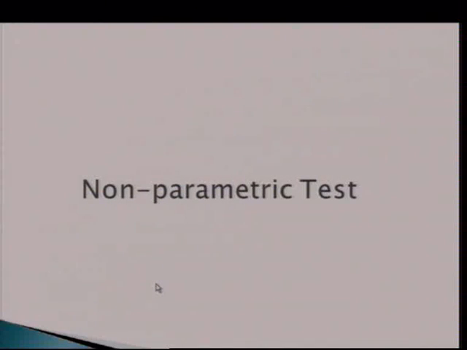Now let us switch over. We have discussed the parametric tests, the Z test and T test, involving left tail, right tail and both tail tests, and then we went on to ANOVA. Now let us come to non-parametric tests, used when we do not know the shape of the data.